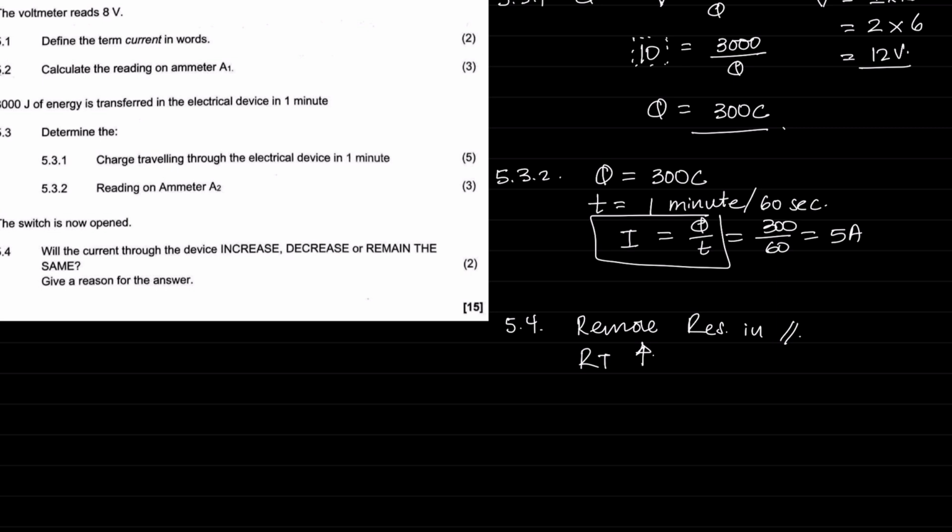Now, resistance is inversely proportional to current. So if the resistance increases, the current will decrease. And that's our answer.